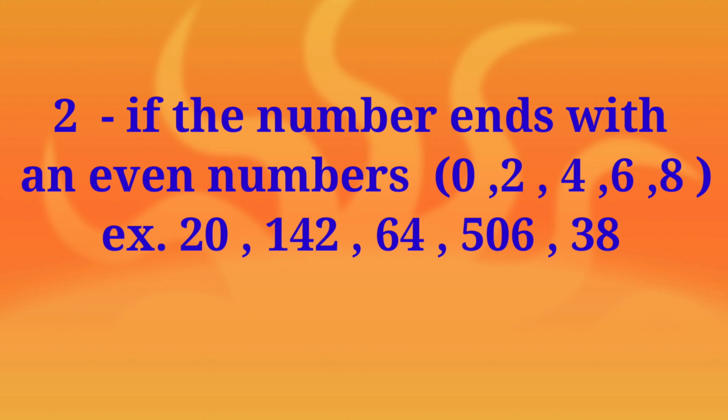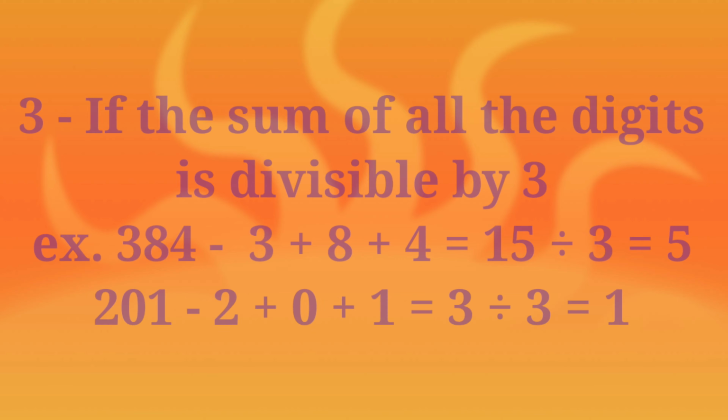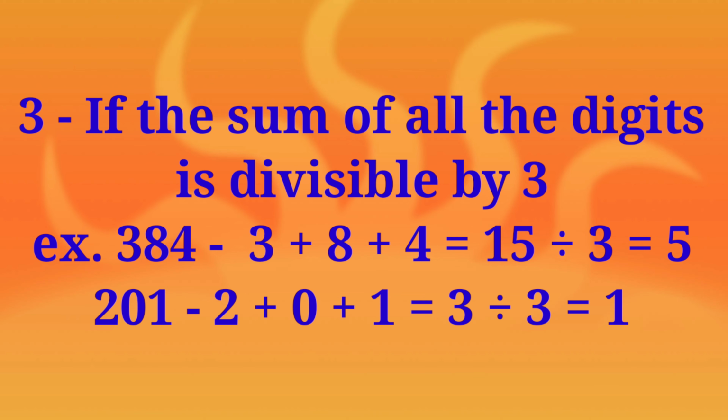Okay, so let's come now to the next one, number 3. When is a number divisible by 3? Now, if the sum of the digits is divisible by 3, therefore this number is divisible by 3. For example, 384.